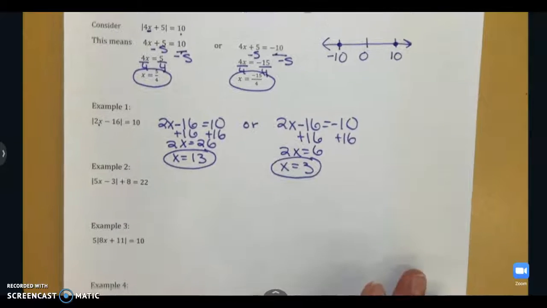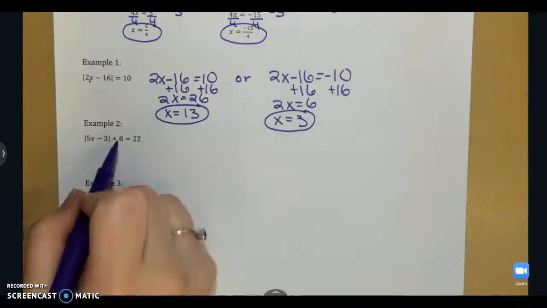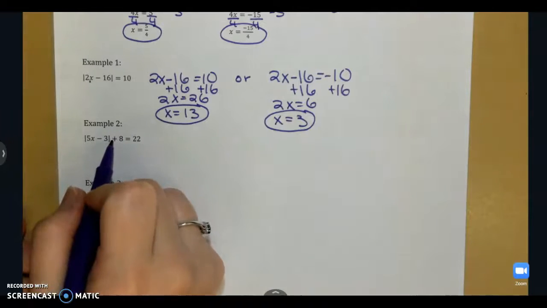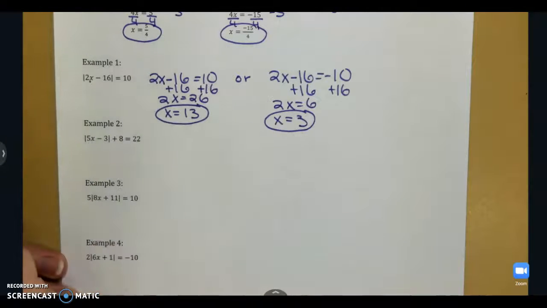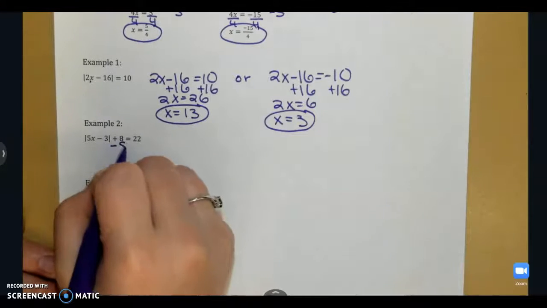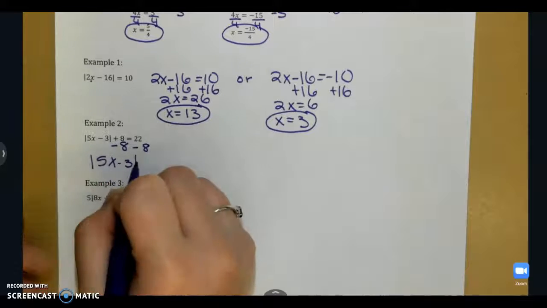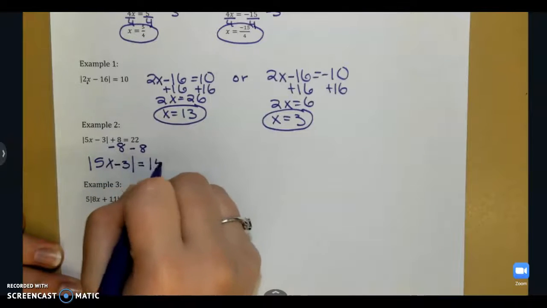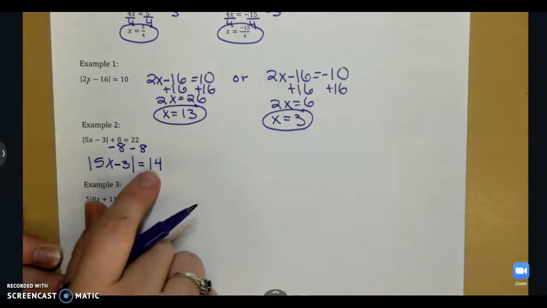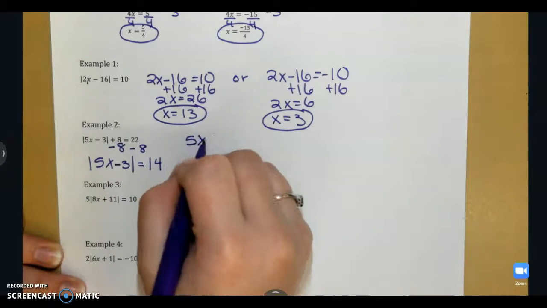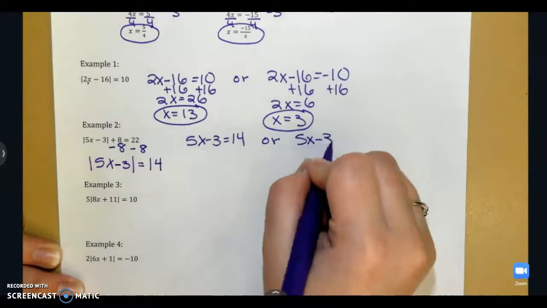Okay. Practicing again, example 2, we have one new feature here, and that is this plus 8 being outside of the absolute value. So before I can set this equal to my positive and negative, I need to move that 8 over by subtracting. So the absolute value of 5x minus 3 is equal to 14. So here I'm looking for values of x that would give me a number 14 away from 0. And those possible numbers are 14 or negative 14.